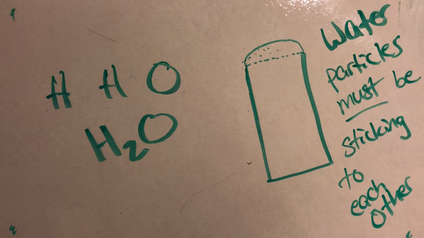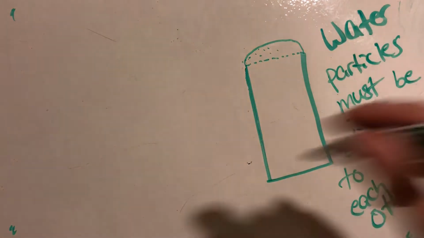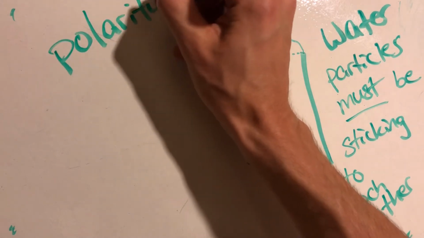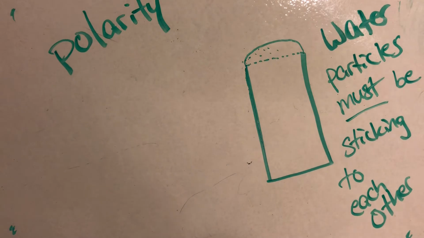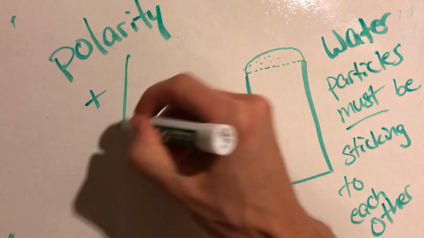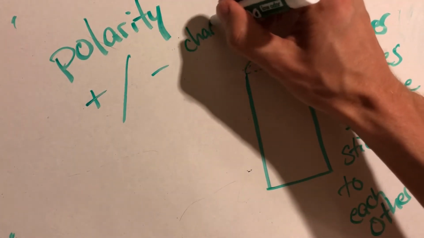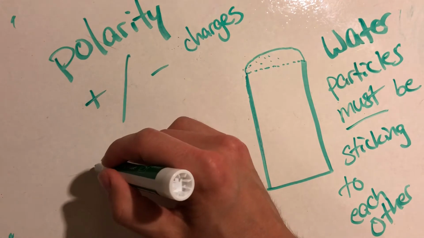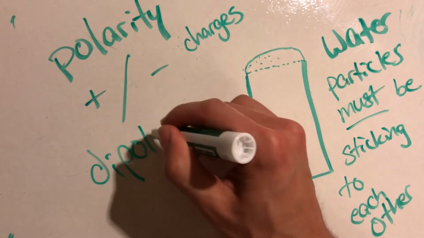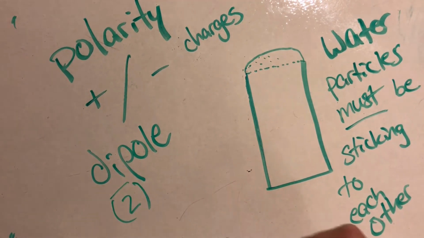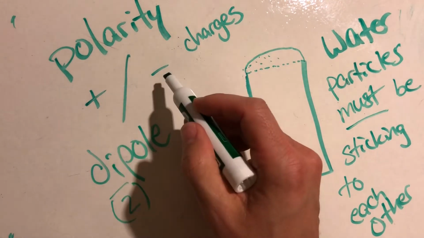Okay, so now what do we know about things that stick to each other so far? There's a term that we've used a little bit, and it's this term polarity. And it refers to the idea that something can have positive or negative charges, or partial charges. Okay, so that means that something can also be called a dipole. And if something is a dipole, it means that it has two poles, right? Like a north pole and a south pole, a positive pole and a negative pole.